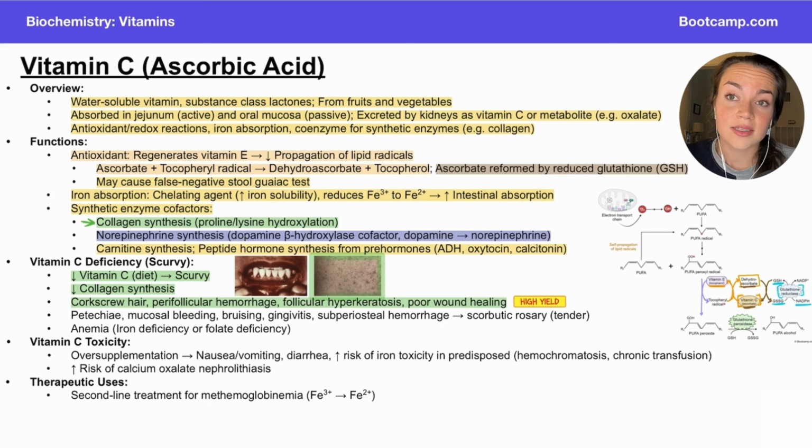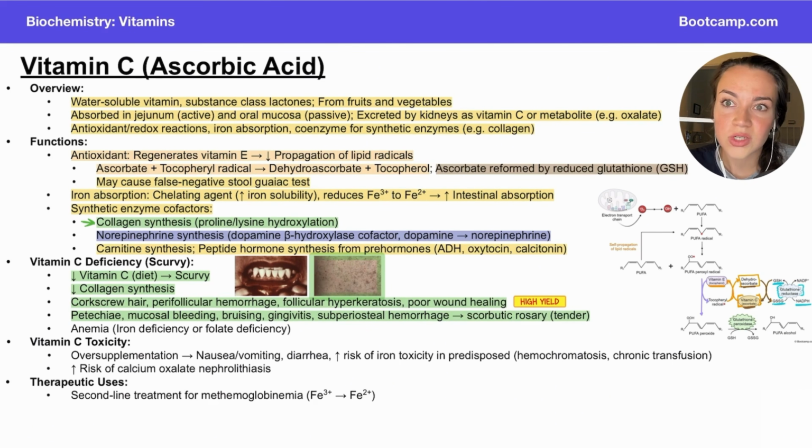Now, also because of that defective and decreased collagen synthesis, you're going to have very weak blood vessels. The strength of the walls of those blood vessels relies on strong, healthy connective tissue. So you can see a fair amount of bleeding with a vitamin C deficiency, either petechiae or mucosal bleeding, bruising, gingivitis, and then you can also see subperiosteal hemorrhage, so bleeding under the periosteum of the bones. And that can lead to something called a scorbutic rosary.